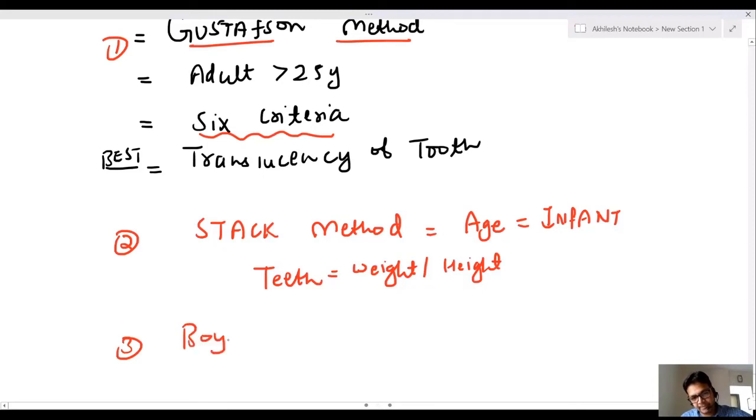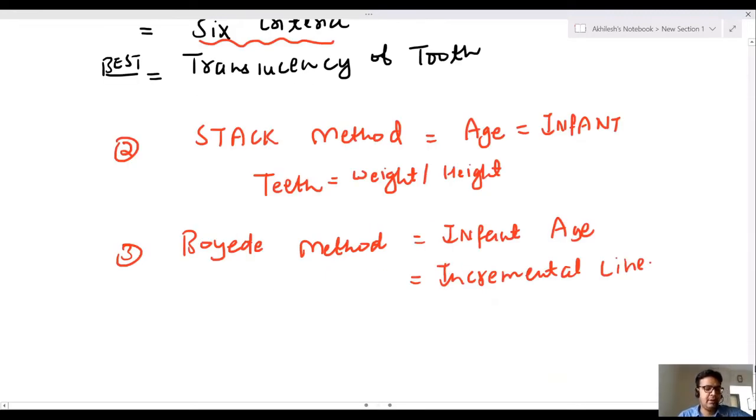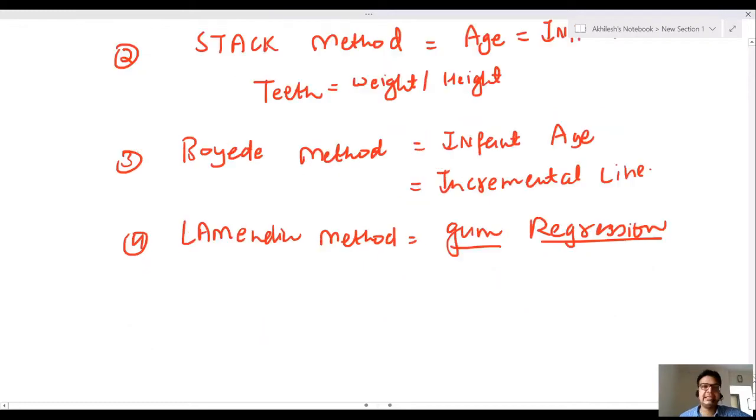Boyd method, same. The Boyd method is also used for infant age by incremental line. By incremental line, this is known as the Boyd method. And fourth, the Lamondine method. In the Lamondine method, we use gum regression. We use gum regression, that is Lamondine.